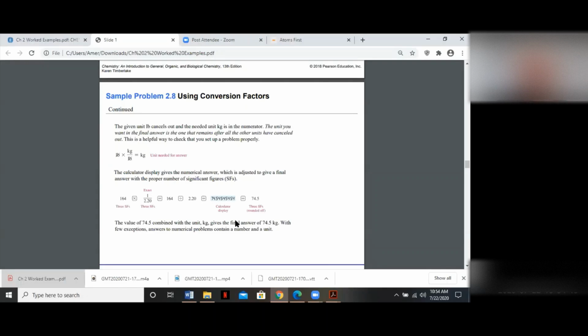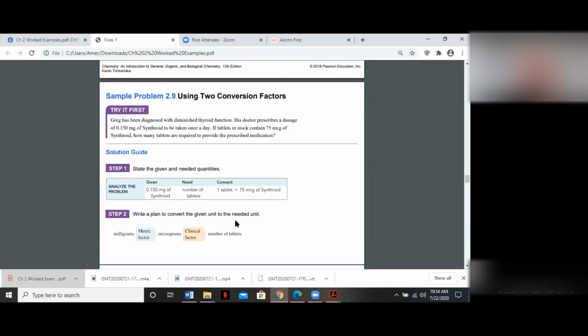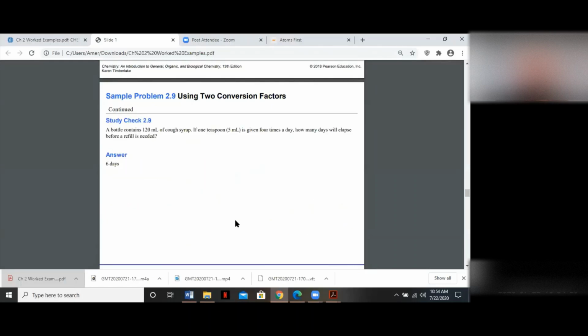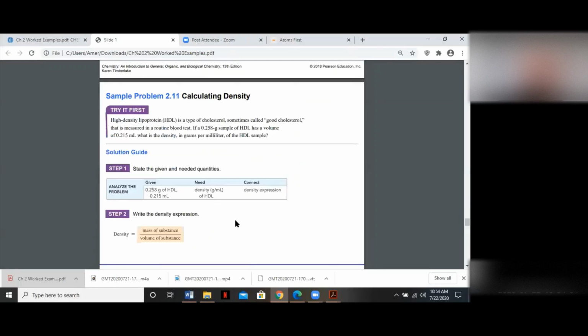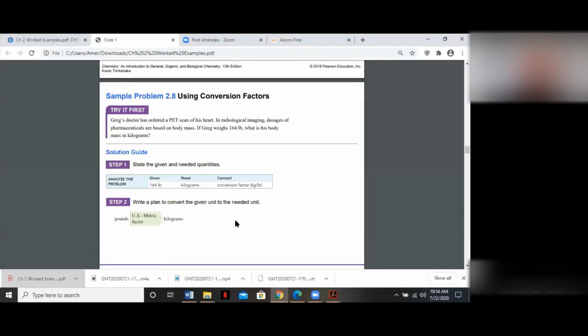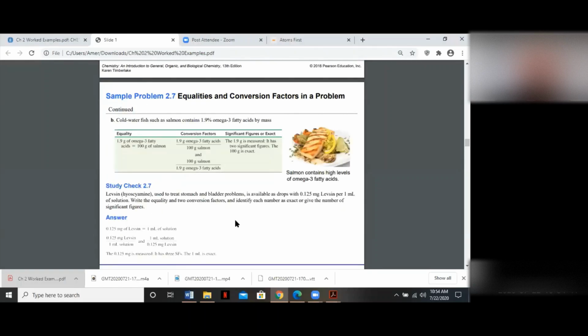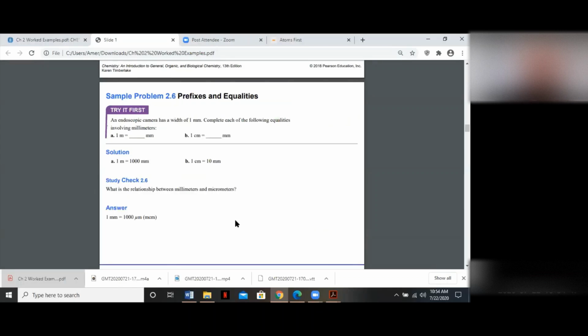Let's look at another one. Okay, let's see, what is this? This is talking about percentages. We haven't talked about percentages yet. Let me go back to... yeah, these are just telling you to write a conversion factor, which I think will be easier.